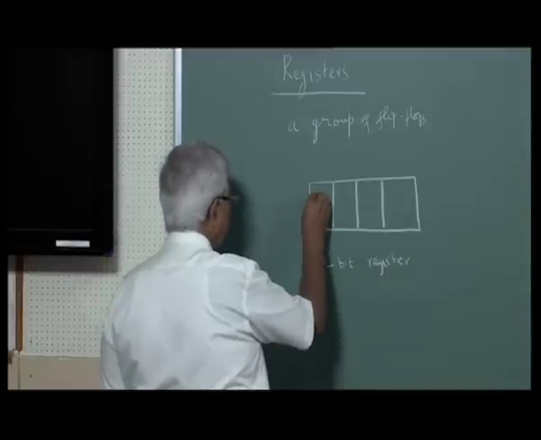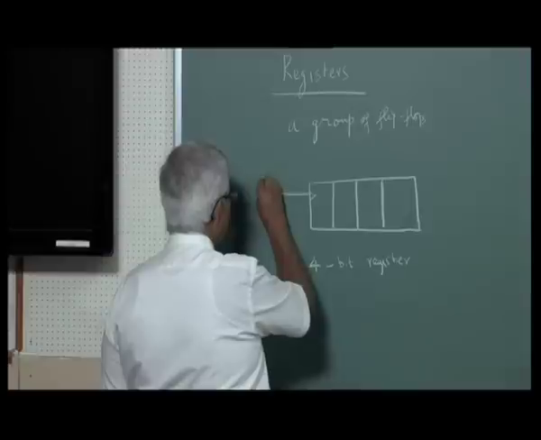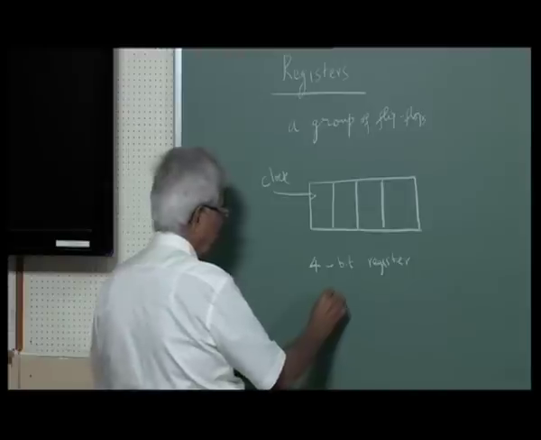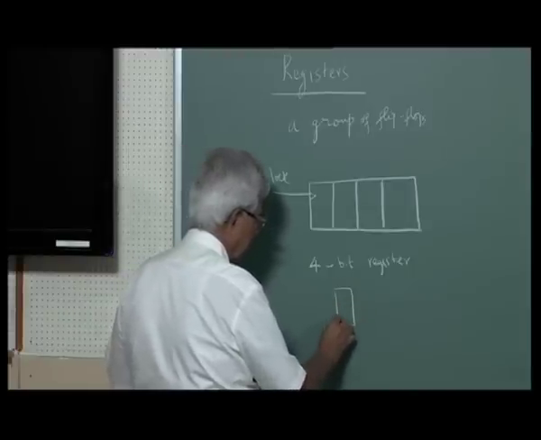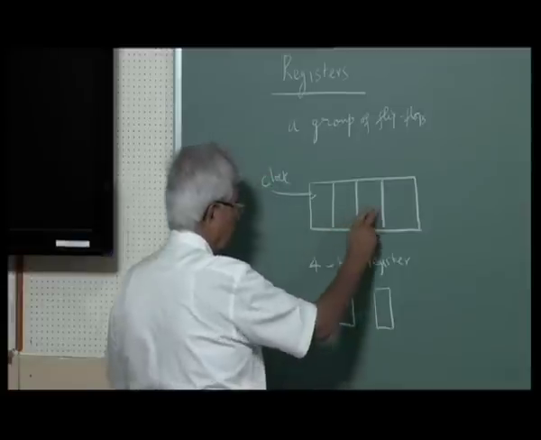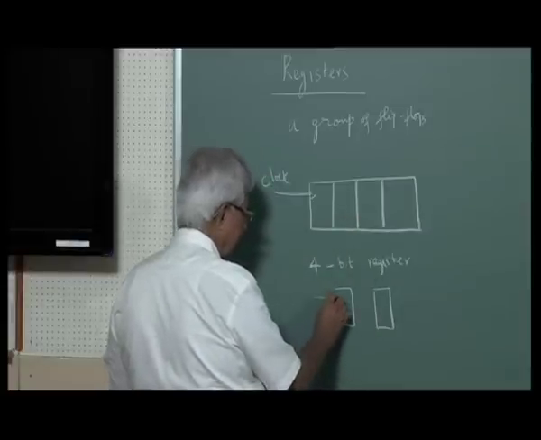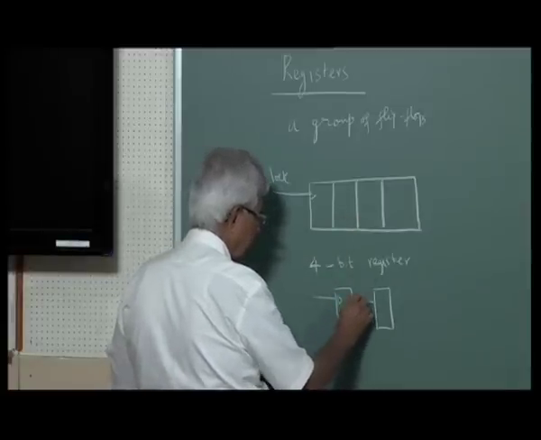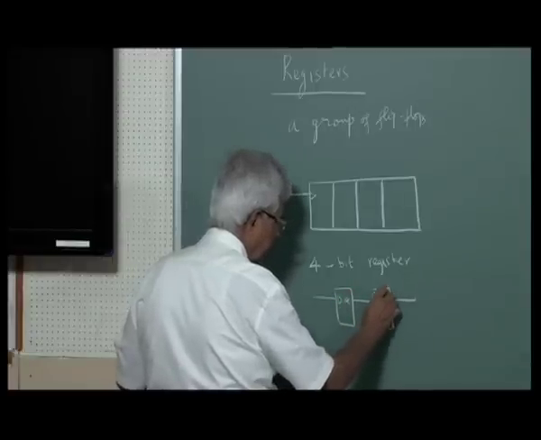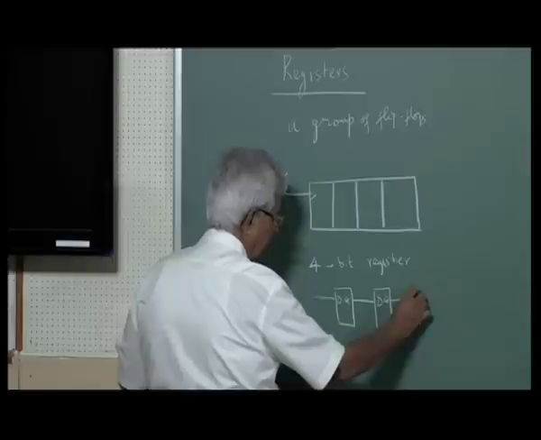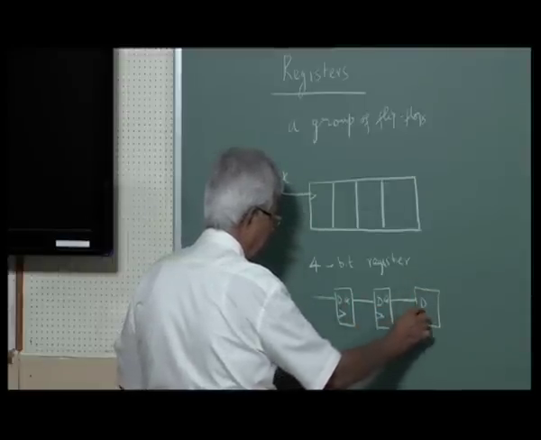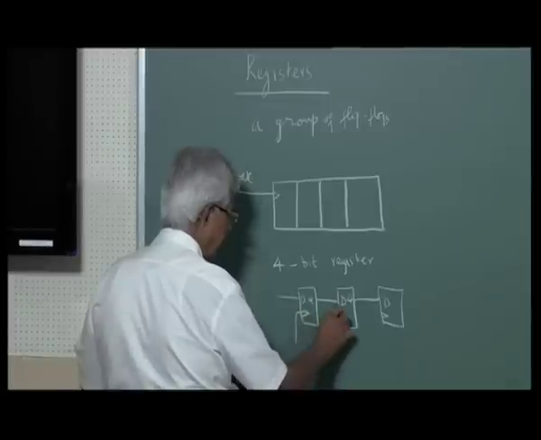It will be a clock. Even though the clock is shown here, it is individual flip-flops which get the clock like this. I am showing all these 4 together. But basically these are D flip-flops. Q of this goes to next D, Q of this goes to next D, etc. And all of them are clocked at the same time, like synchronous counters.